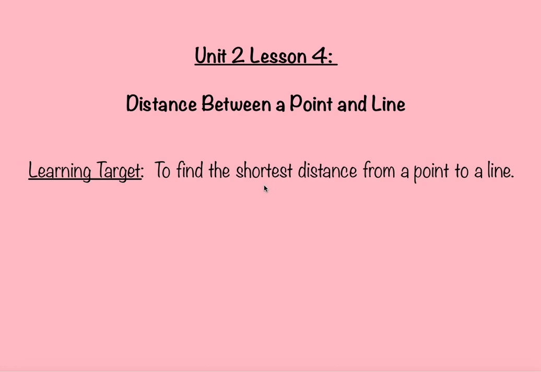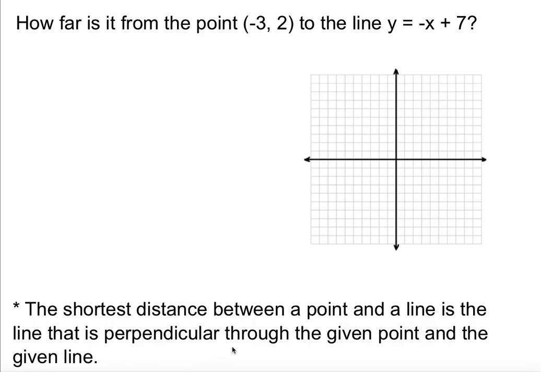Today we are going to find the shortest distance from a point to a line. So how far is it from the point (-3, 2) to the line y equals -x plus 7? Let's go ahead and plot that point and graph that line.